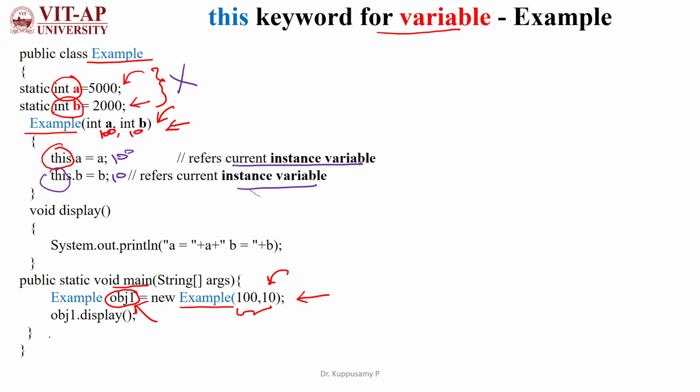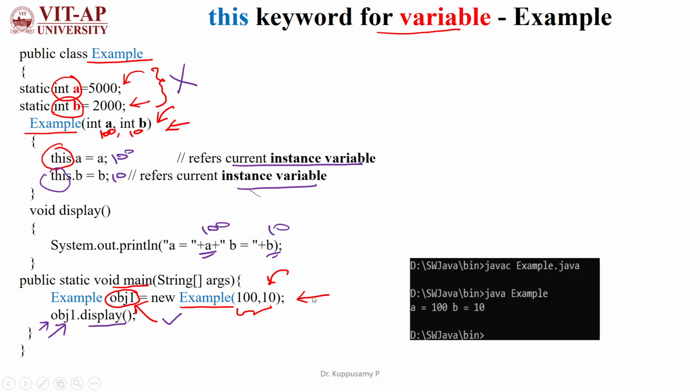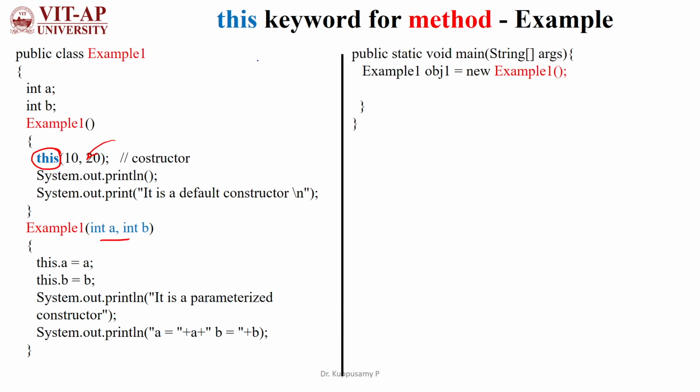Then we are calling the method display using the object obj1. Here a has the value 100 and b has the value 10, which is printed by the display method when we call it, as shown in the output window. Like that, we can use the this keyword for referring to the method.